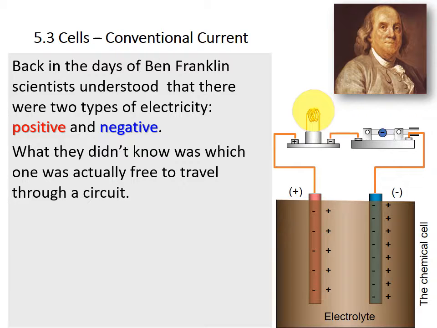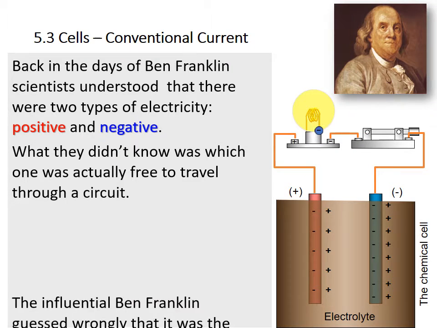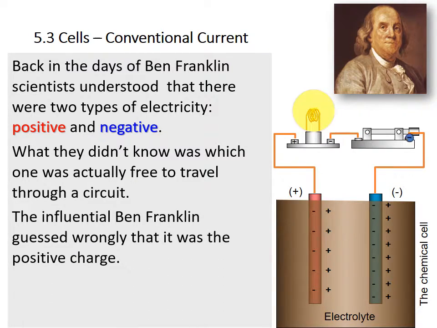But what Benjamin Franklin didn't know was whether or not the positive or the negative type of electricity was moving. And so because positive money moves around the world, he thought that it was the positive charges. He had a 50-50 chance of getting it right, but he was wrong. That's okay.